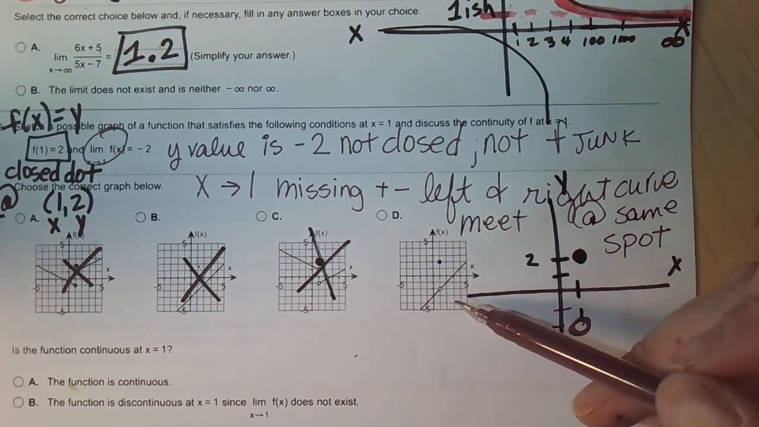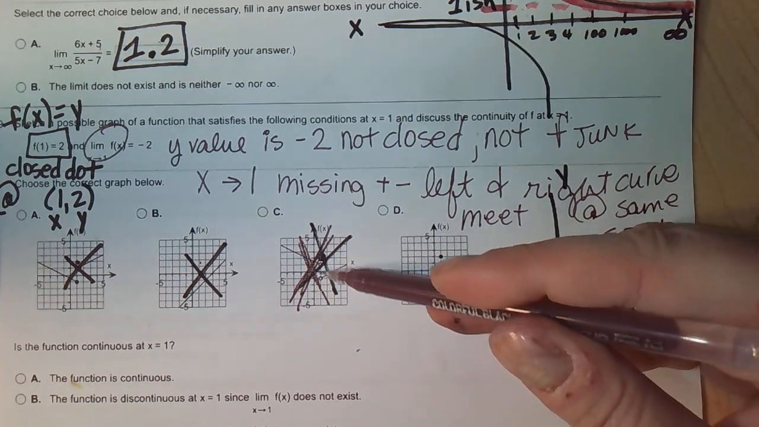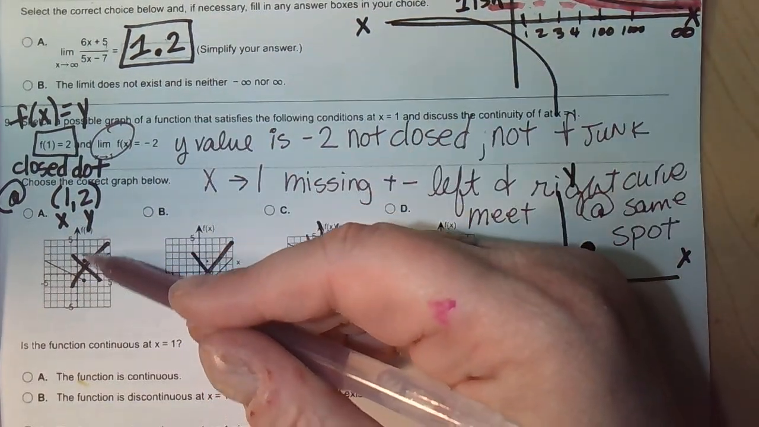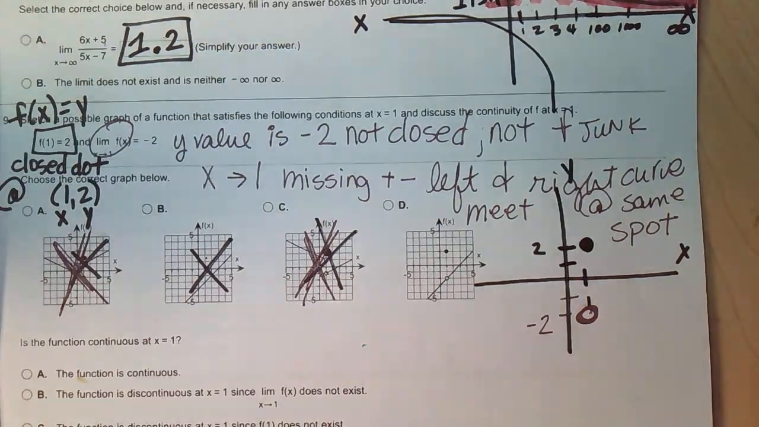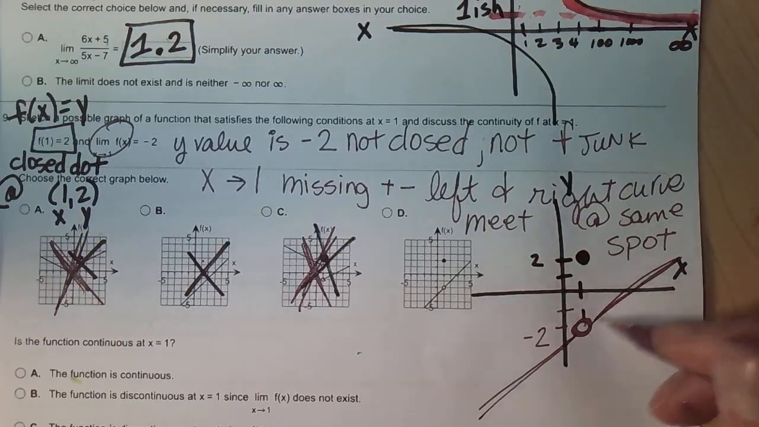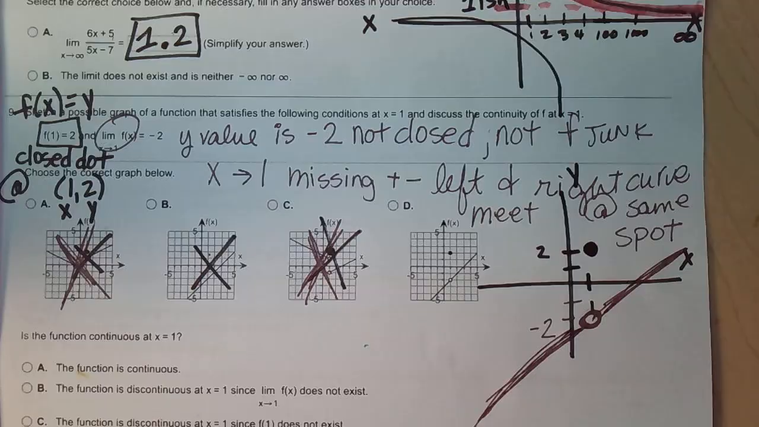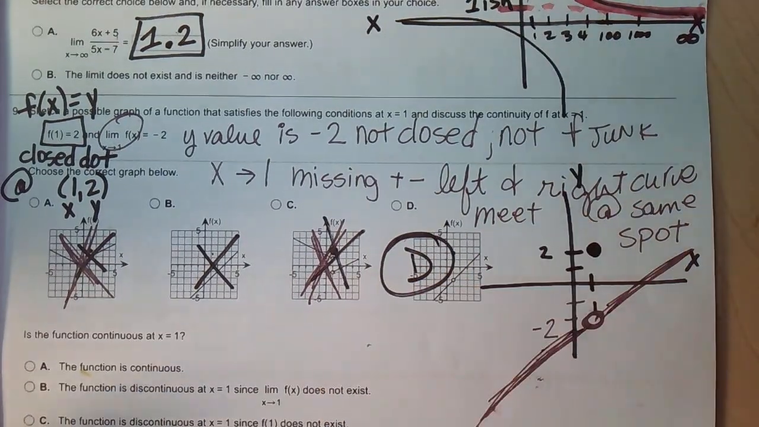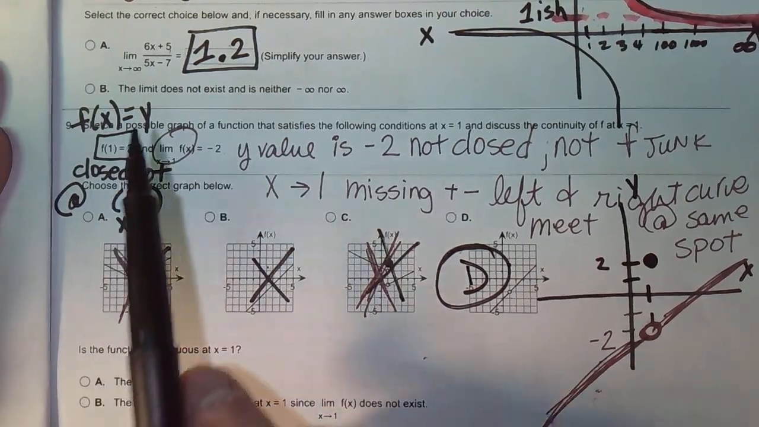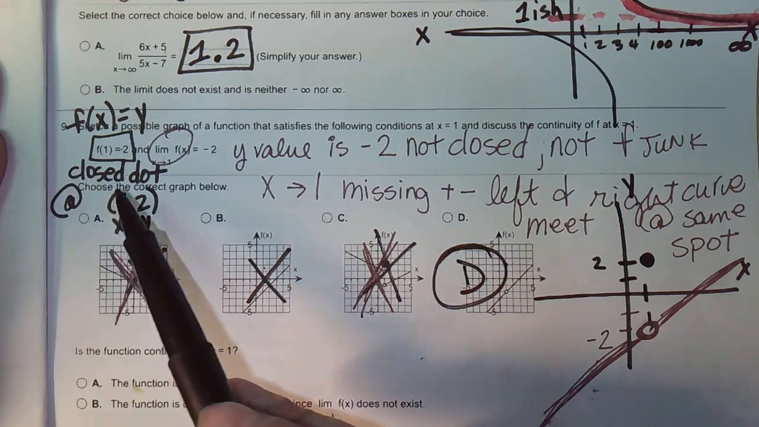So I'm not going to have a curve that jumps like C. See how there's like a break? I'm not going to have a curve that jumps like A. See how there was a break? I'm going to have a curve that touches that open hole from both sides. And that looks like D. Okay. If you didn't get that last part, at least try and get this part. It can narrow down your answer choices. The F business has to be a closed dot.